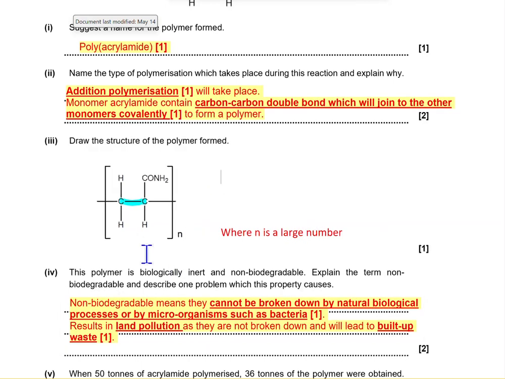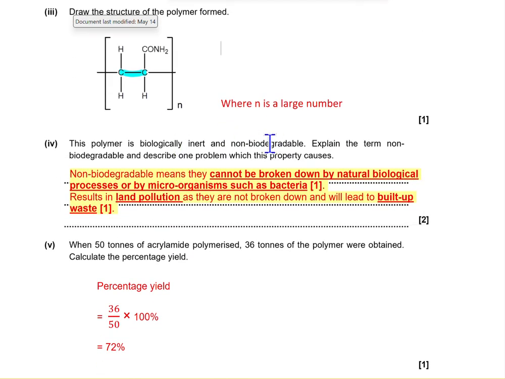Now, next one. The polymer is biologically inert and non-biodegradable. Explain the term non-biodegradable and describe one problem which this property causes. The word non-biodegradable means they cannot be broken down by natural biological processes, or by microorganisms such as bacteria in the soil. And because they are unable to be broken down naturally by these microorganisms, they will last there forever. So it causes land pollution as they cannot be broken down and lead to a build-up of waste.